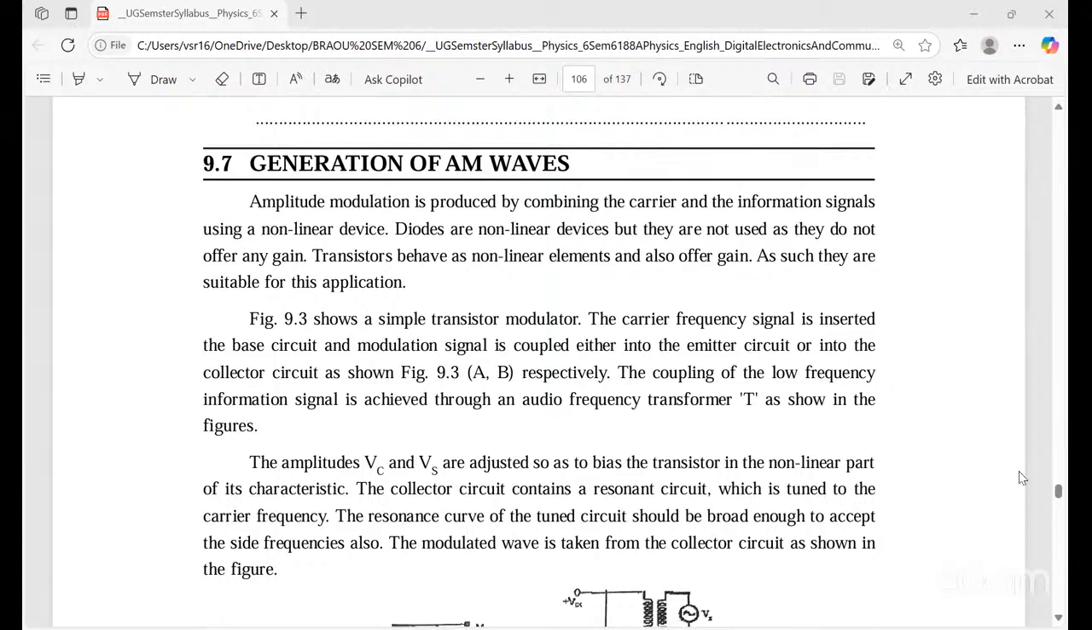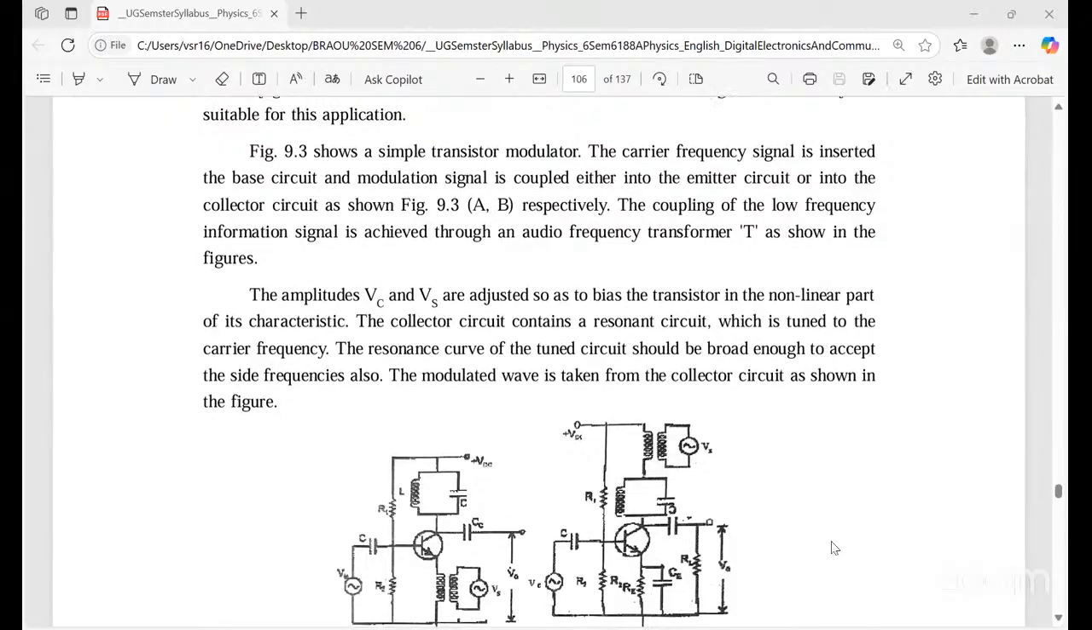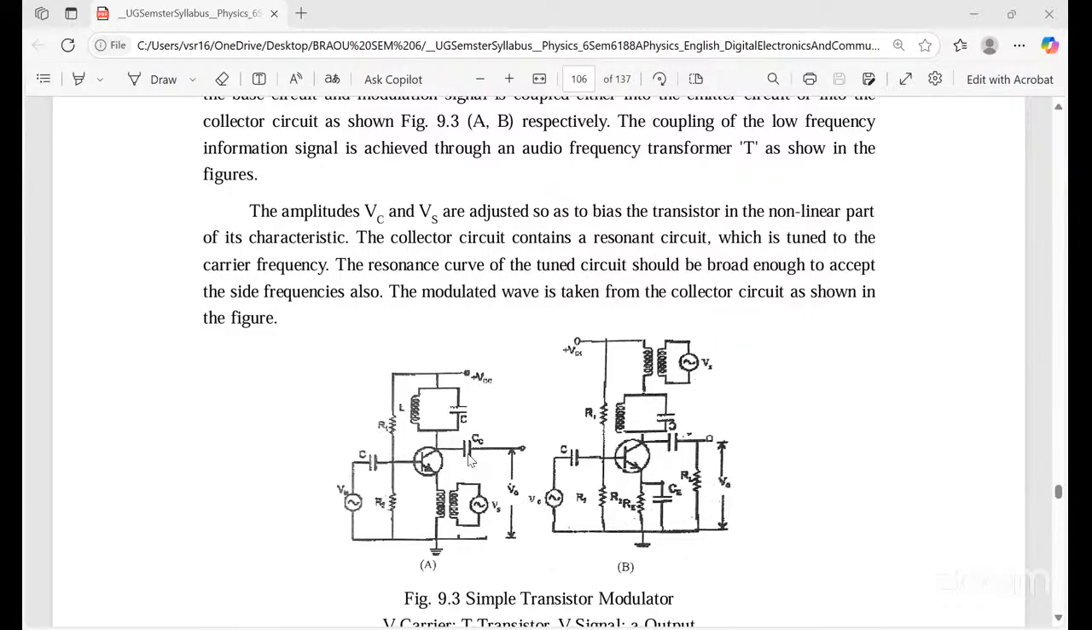So you can see here a circuit diagram. The carrier frequency signal is inserted at the base of the transistor, and the modulation signal is coupled either into the emitter circuit or into the collector circuit. Okay, this is the emitter circuit or else the collector circuit. In the collector circuit, an LC combination is there. This is the tank circuit. The coupling of the low frequency information signal can be achieved through an audio frequency transformer, that is capital T.